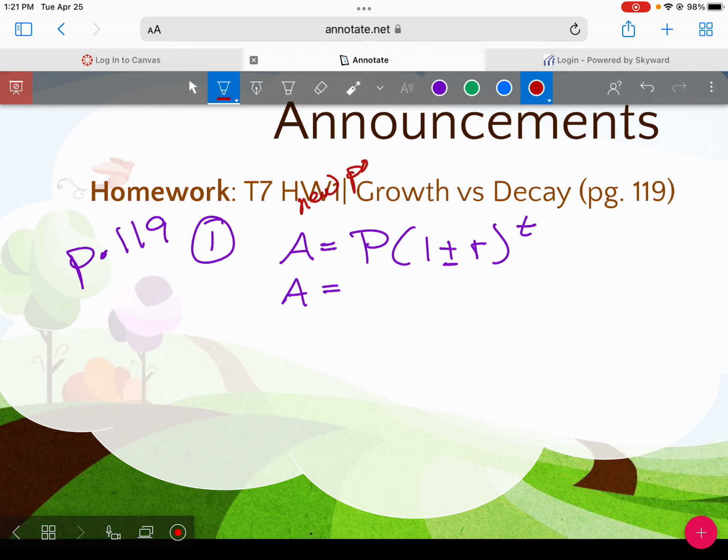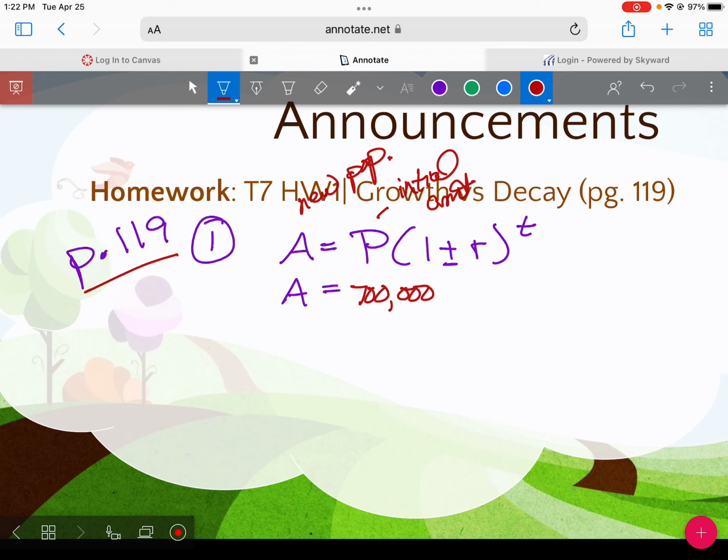This is what you should be writing in your books, probably, on page 119. P is the initial amount. So what is P going to be for this problem? Initial amount. Which is how much? 700,000 people. That was as of January of 2013.